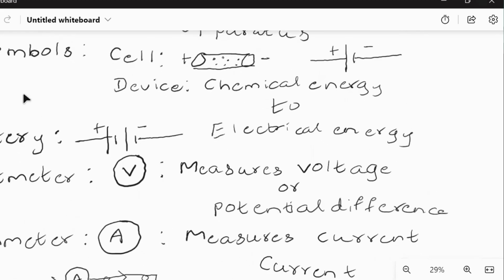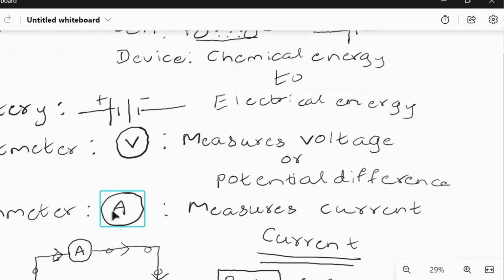Next, what is a voltmeter? A voltmeter is a device which measures voltage or potential difference. I'll tell you what voltage is, what potential difference is, and how they differ from each other. Next is the ammeter. This is the symbol for an ammeter. An ammeter is a device which measures current, because you need something to measure how much voltage and how much current is flowing.